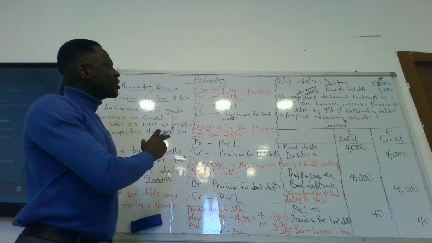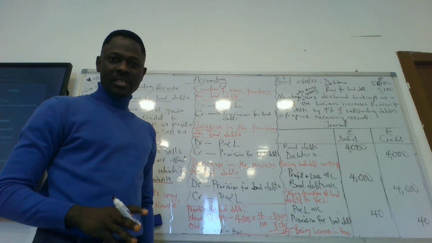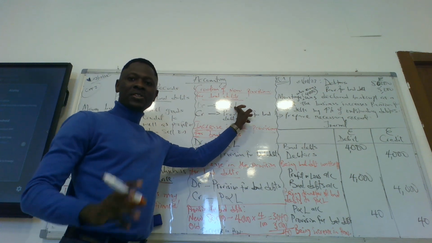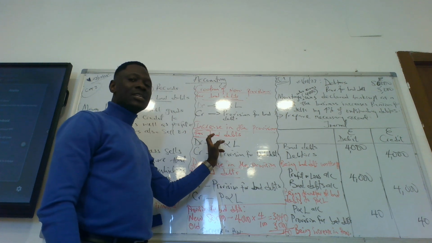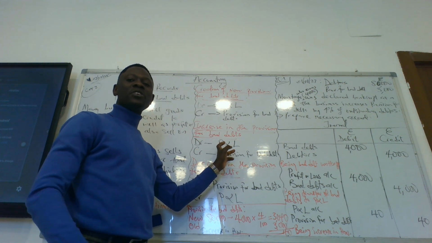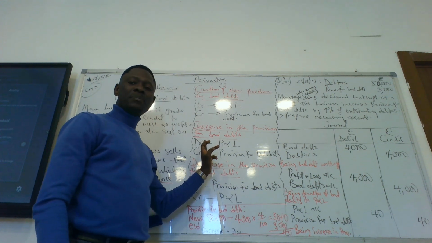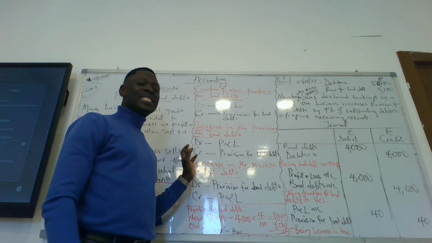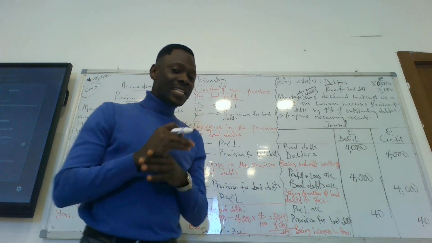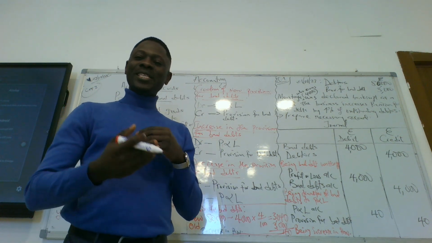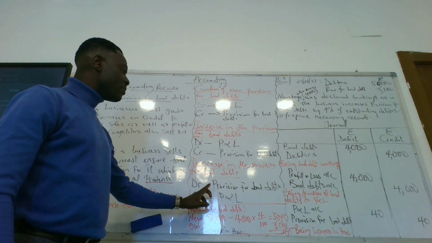So, the creation of a new provision for bad debt. If a new provision for bad debt is created, we have to debit the profit and loss account and credit the provision for bad debts account. The same goes for an increase in the provision for bad debt: we credit the provision for bad debt account and debit the P&L account. On the other hand, when there's a decrease in the provision for bad debt, that becomes an income for the business. So we credit the P&L account and debit the provision for bad debt account.